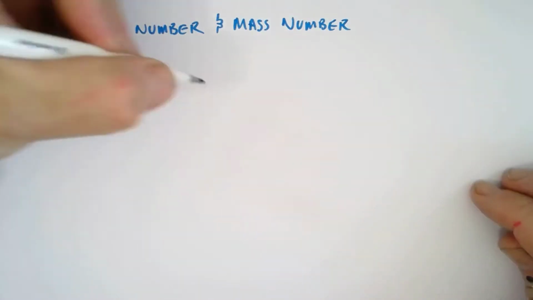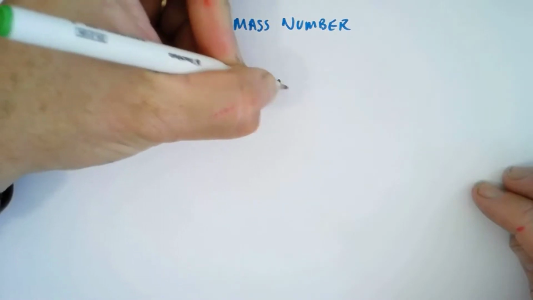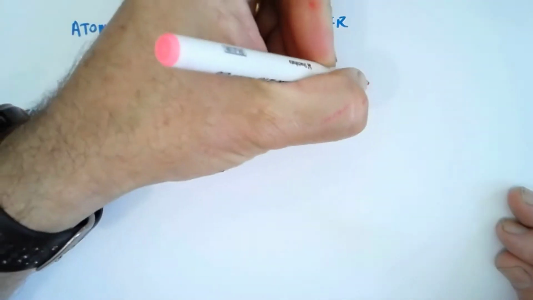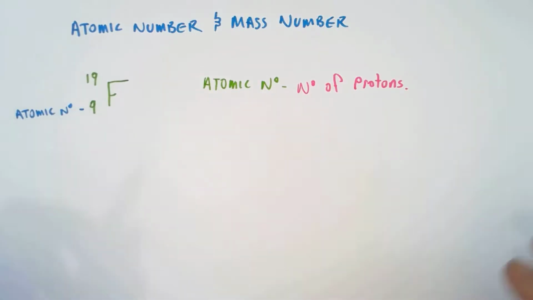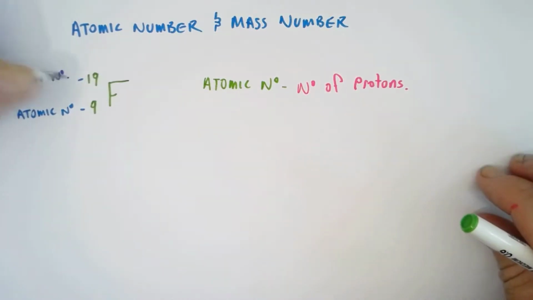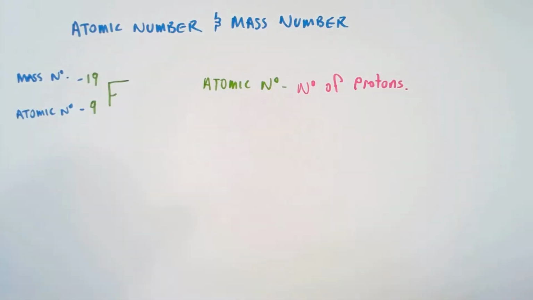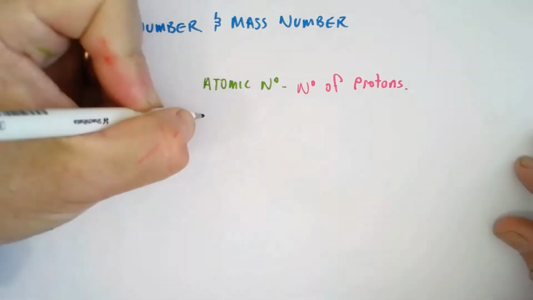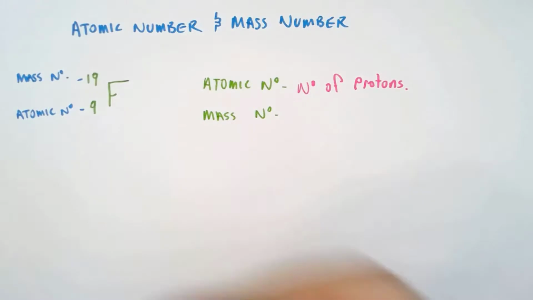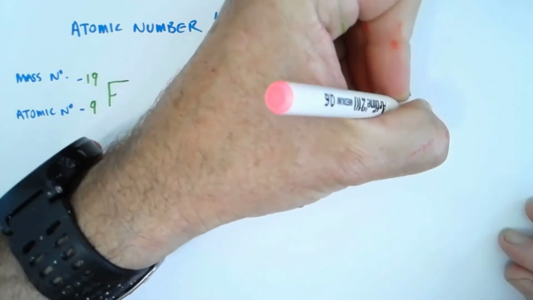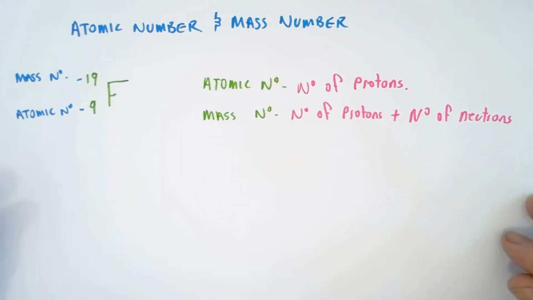So the first definition we have is atomic number, and that is the number of protons, and it's always the smaller of the two numbers that are expressed here in the atomic symbol. The other one is what we call the mass number, and that is the number of protons plus the number of neutrons. So from the mass number we can work out the number of neutrons in our element or in our atom.